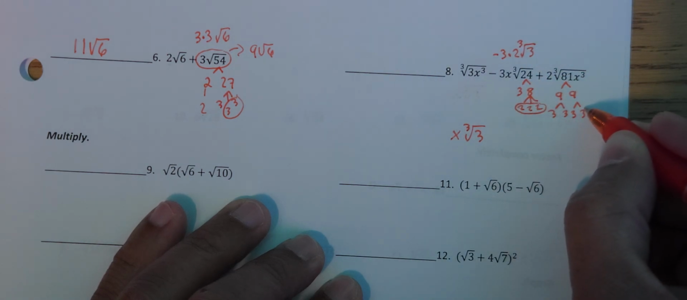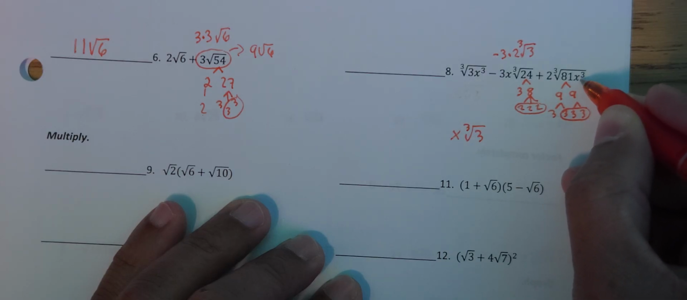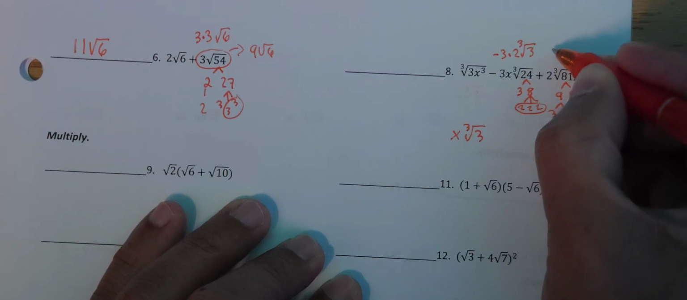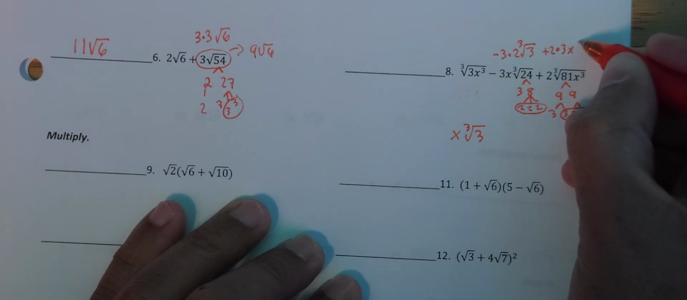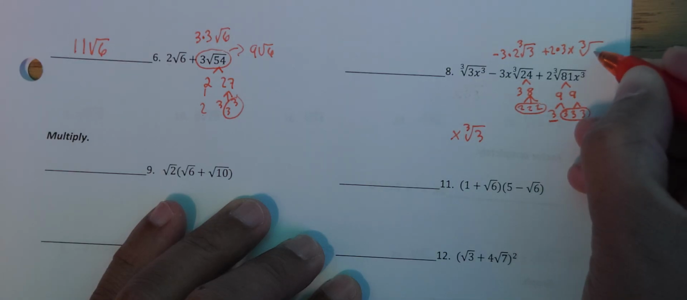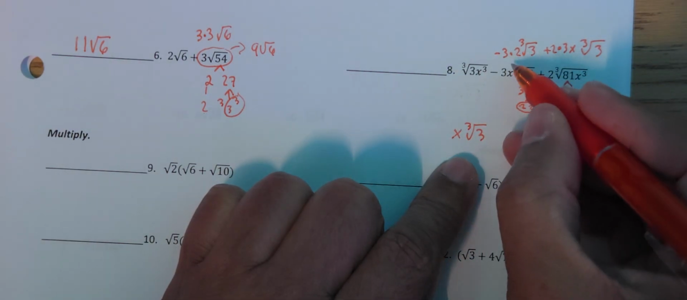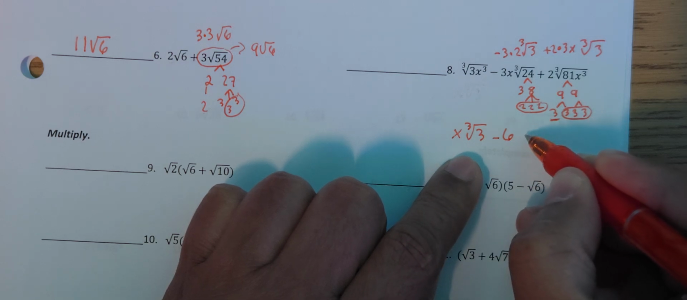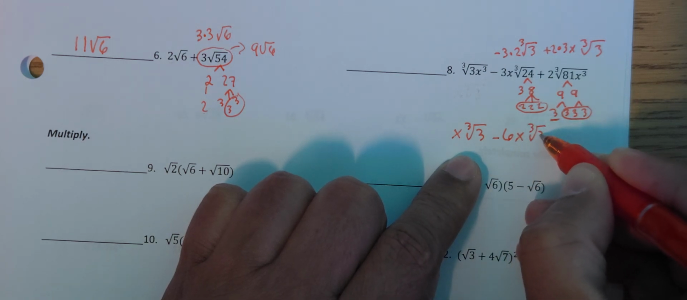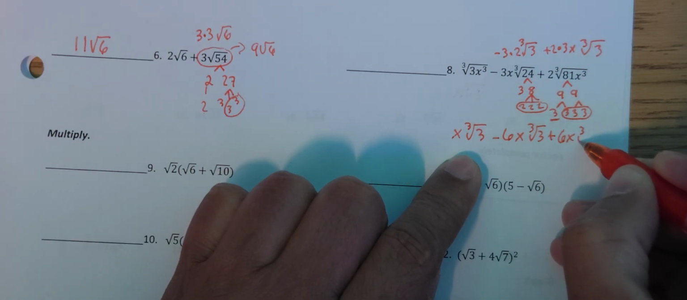The other one, we have 4 3's, so that means we can leave a 3 inside, but we also have x in here, right? This is x to the third. We can take 3 and x, so this is plus 2 times 3 times x cube root of, we have this 3 left inside. So then this becomes negative 6x cube root of 3, and this is positive 6x cube root of 3.